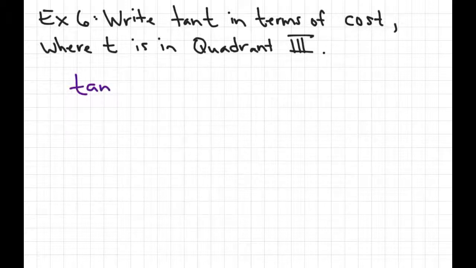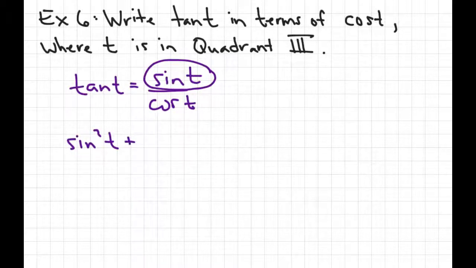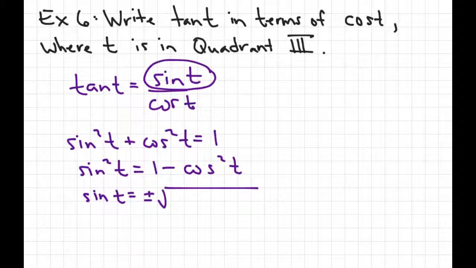I said that the tangent of t is the sine over the cosine. Well, there's already a denominator of cosine. I wonder what I could do to get rid of sine in the numerator so that it has a cosine in it. Well, one of the Pythagorean identities had a relationship between sine and cosine. Maybe I could solve this equation for sine.